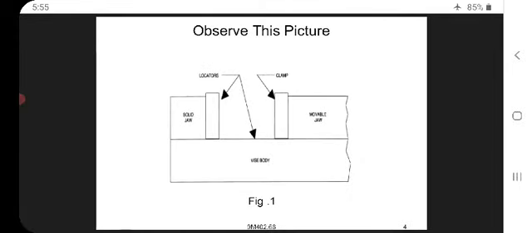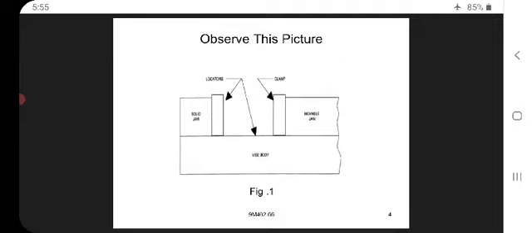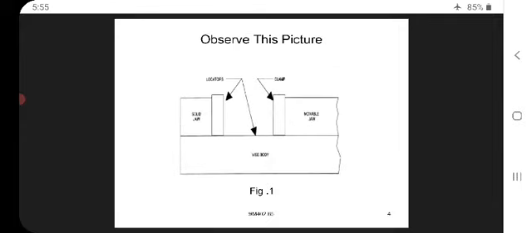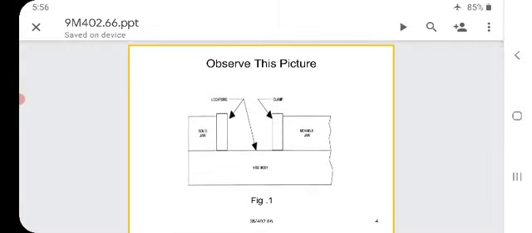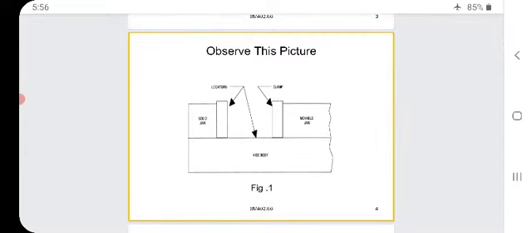You are seeing the locators, the clamp, the movable jaw and a solid jaw, and the bottom one is the vice body. The solid jaw is nothing but a fixed jaw. We move the movable jaw with the help of a handle or something else, so that it moves towards the solid jaw. We keep the workpiece in between the clamp and the locators.